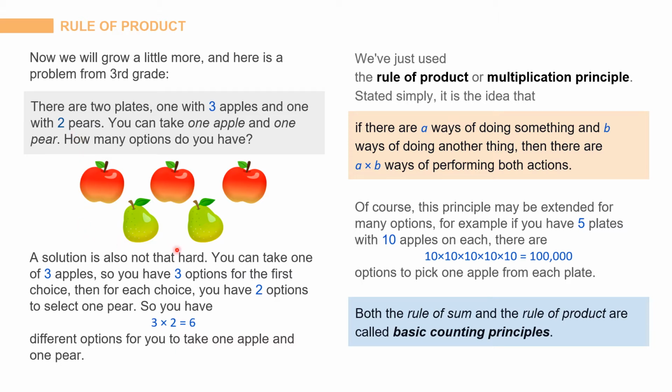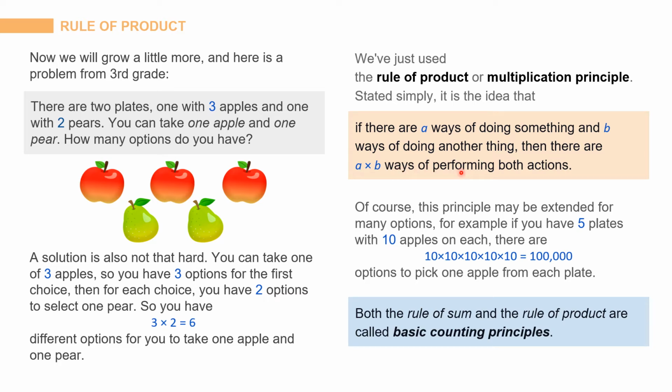Well, the solution is not that hard. You can take one of 3 apples, so you have 3 options for the first choice. And then for each of those 3 choices, you have 2 options for selecting the pear. So you have 3 times 2, or 6 different options to take 1 apple and 1 pear. So to solve this problem, we've just used a very simple example of the multiplication principle. Stated most basically, if there are A ways of doing something and B ways of doing another thing, then there are A times B ways of performing both actions.